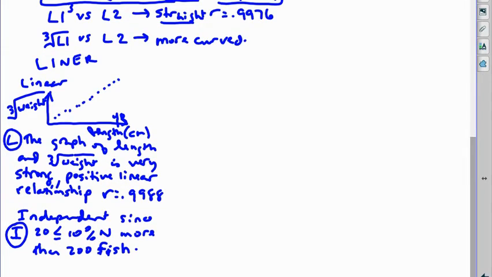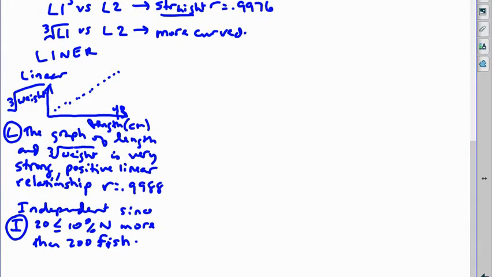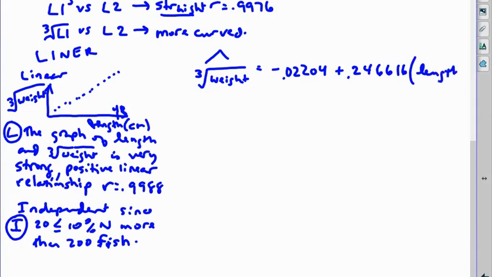Now, in order to check the nearly normal condition, I actually do need the equation, because I need to find the residuals, and these residuals are going to be about the cubic root. So my predicted cubic root of the weight will equal negative 0.02204 plus, that was the y-intercept, plus, now I'm writing the slope, 0.246616 times the length. And so I have to put this equation into my calculator in order to find out what the residuals are.